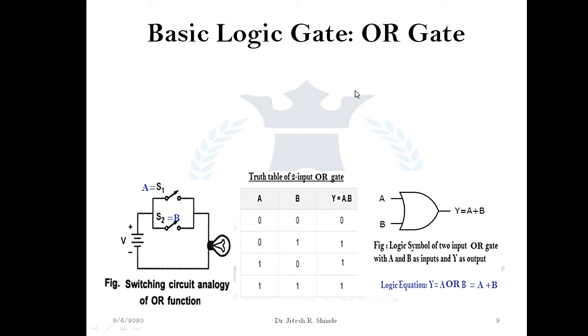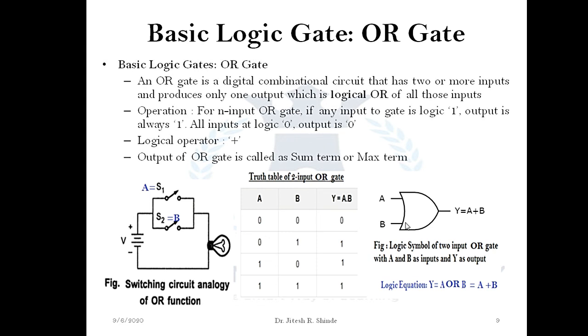Thus, OR gate is a digital combinational circuit that has two or more inputs and produces only one output, which is the logical OR operation of all those inputs. For an OR gate, if any input to the gate is logic 1, the output is 1; if all inputs are logic 0, the output is 0. Logical operator is plus. Output of OR gate is called as sum term or max term.